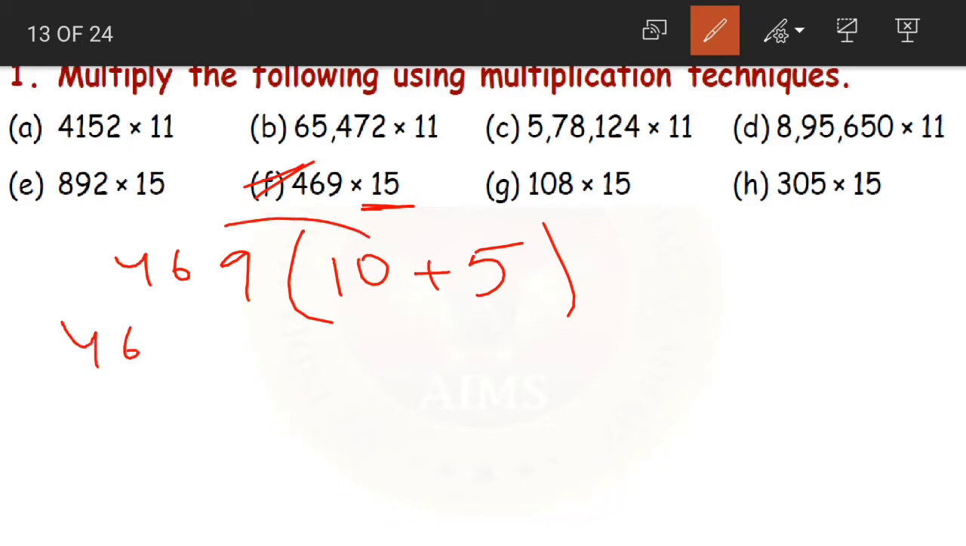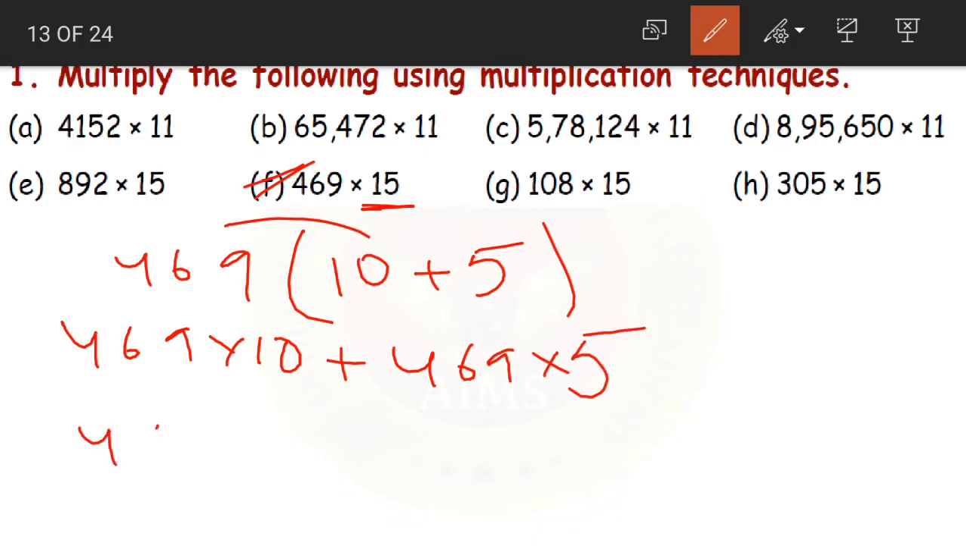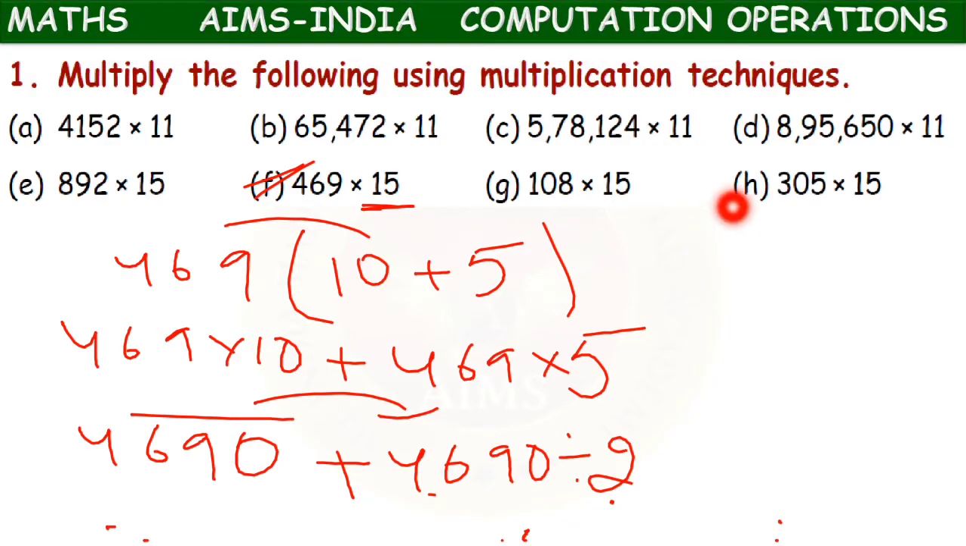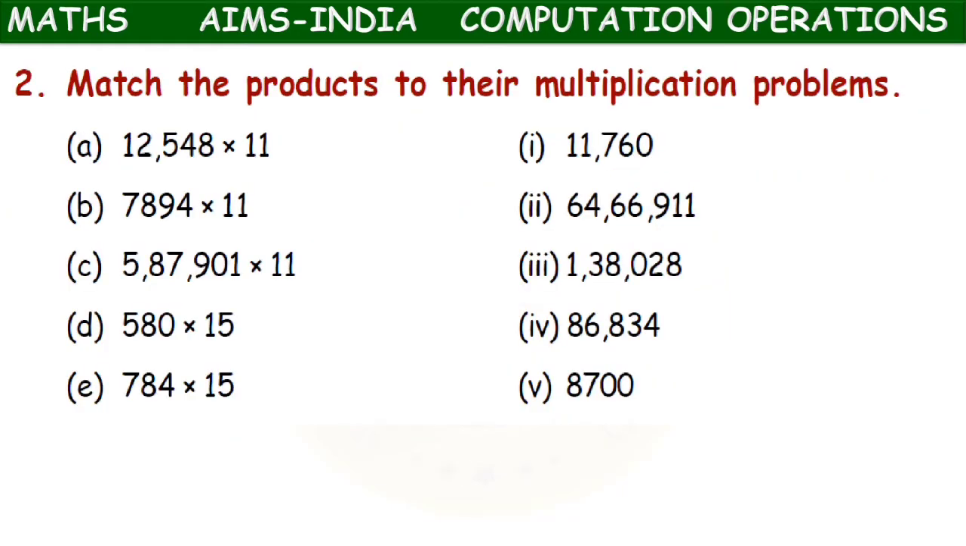Now 469 into 10 plus 469 into 5. Now 469 into 10 is 4690 plus, again, the same product divided by 2. Clear, children? After dividing, add both the numbers and you will get your final product. I hope this was clear. Multiplication techniques by 11 and 15.